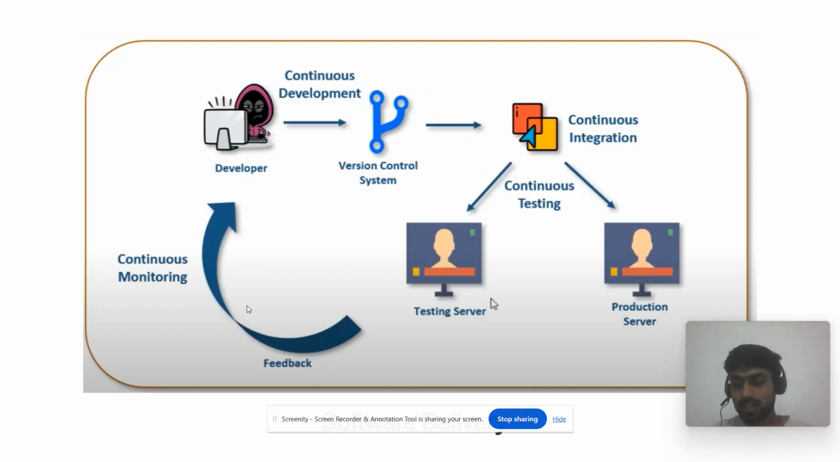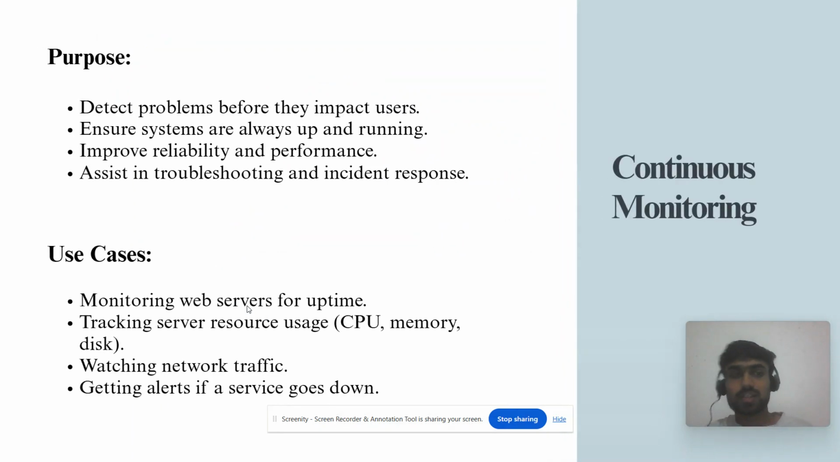So what does continuous monitoring allow? It allows us to detect issues before users notice. Then it tracks CPU, memory and disk usage. Then it checks uptime of web services. Then monitoring allows us to monitor network traffic. Then it gets real-time alerts when something breaks. So it's like having a 24 by 7 surveillance system for your infrastructure. It also feeds incident response and helps with root cause analysis after a failure.